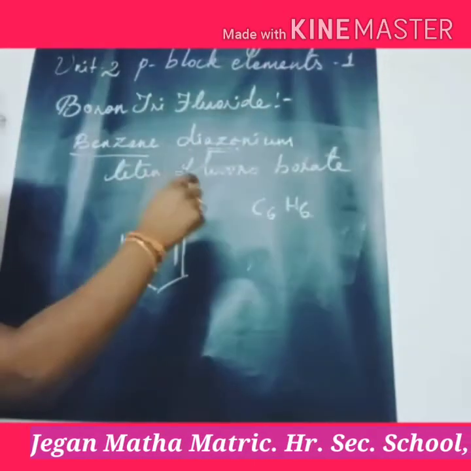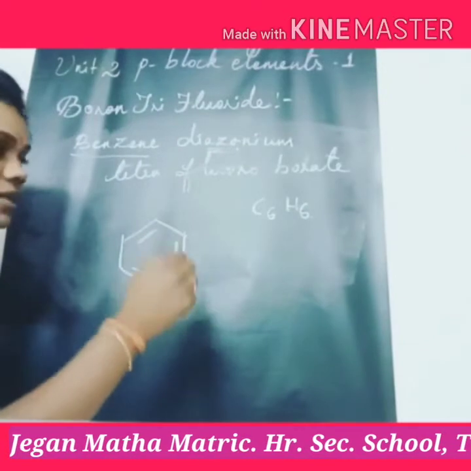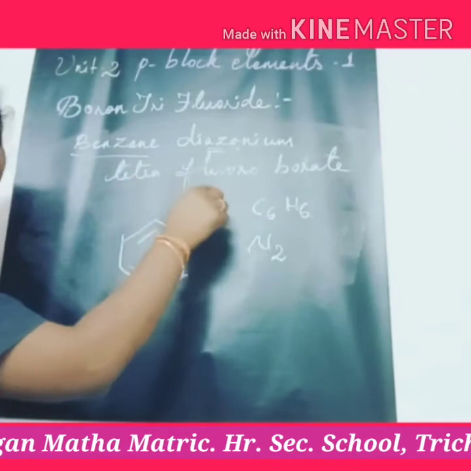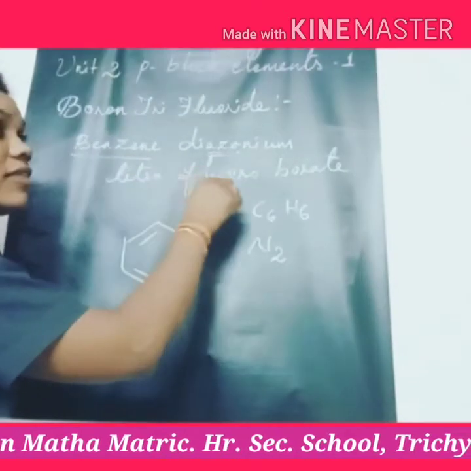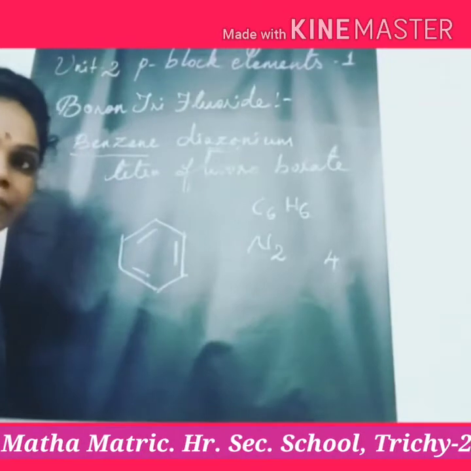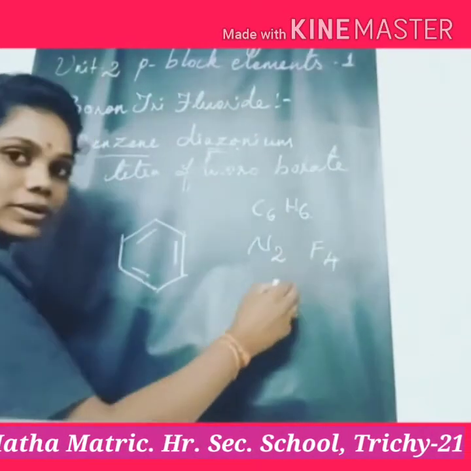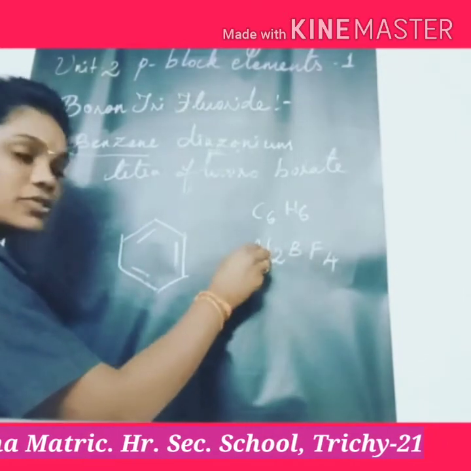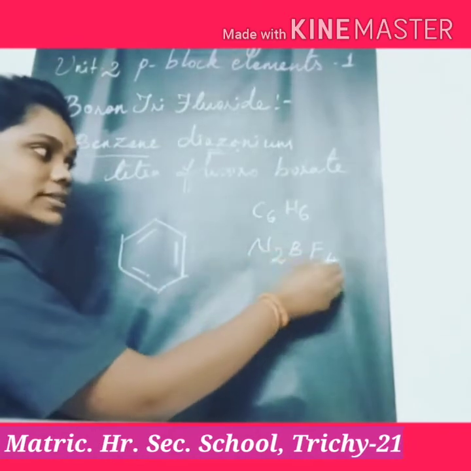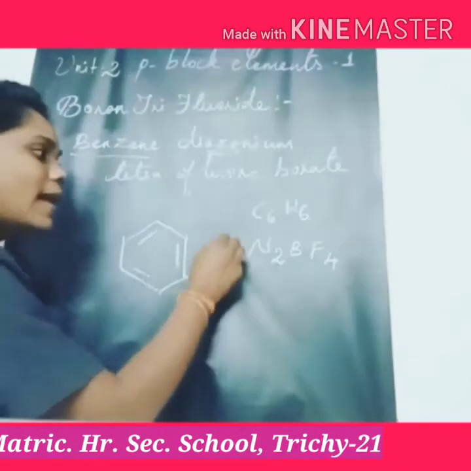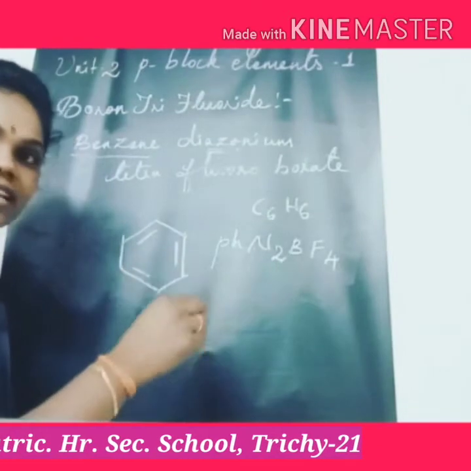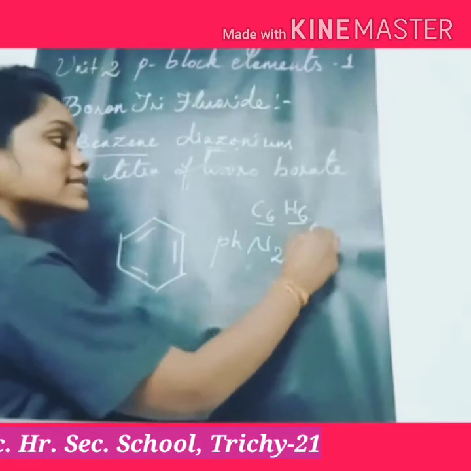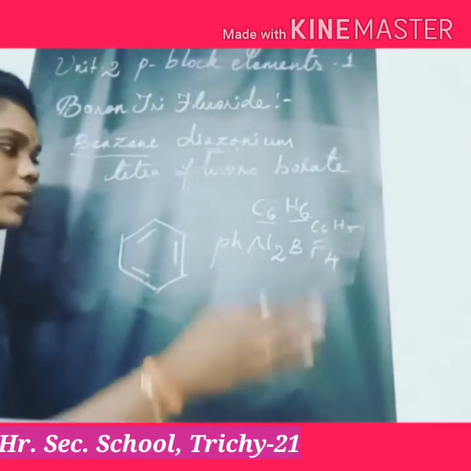Azo means nitrogen. Diazo means 2 times nitrogen, so nitrogen 2 times is present. Tetrafluoroborate: tetra represents 4, fluoro represents fluorine, and borate B. So di means 2 times, diazo means nitrogen group, diazo tetrafluoroborate. Here Ph is given. What do we mean by Ph? That is the phenyl group. For example, C6H6 is benzene, and C6H5 represents the phenyl group.